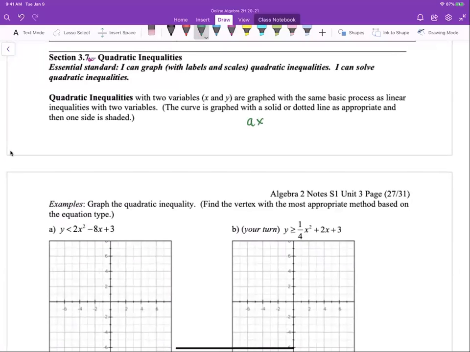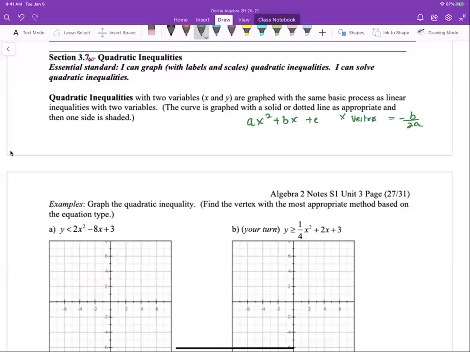We have our standard form or expanded form, ax squared plus bx plus c. And if we recall, the x coordinate of the vertex is equal to minus b over 2a. So we can find the x coordinate of the vertex in that way, and we can find the y coordinate by plugging that value in, and now we know the vertex.